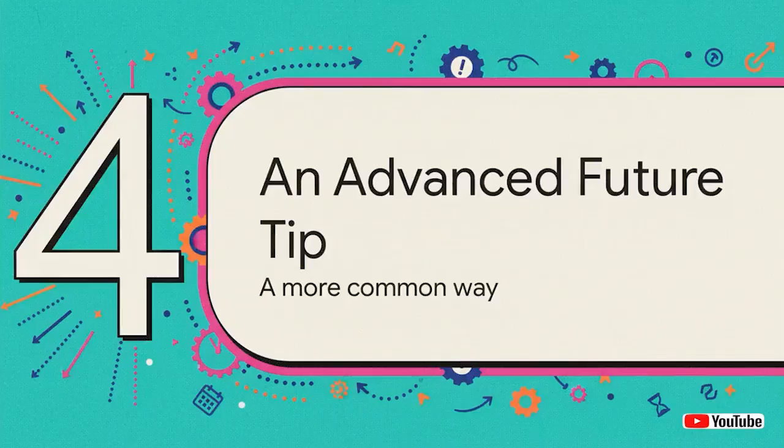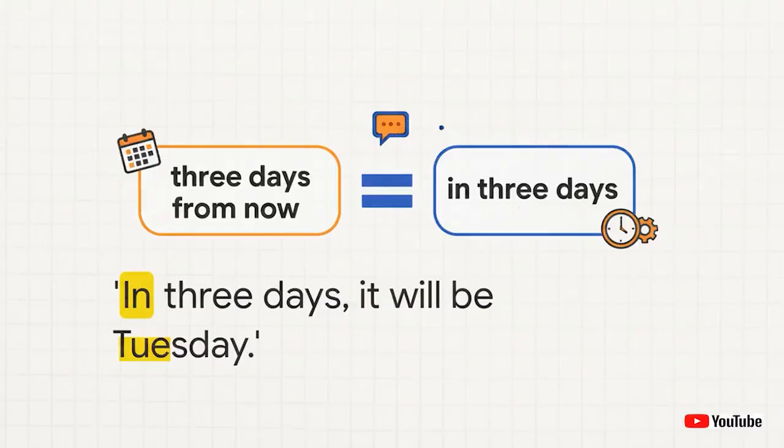Okay, for all of you who are feeling pretty good with ago and from now, I've got one more little tip for you. This is another super common, really natural sounding way to talk about the future. So instead of always saying 3 days from now, you can often just say in 3 days. It means the exact same thing. Just notice how in usually comes right at the start of the phrase. So in 3 days, it will be Tuesday. It's a fantastic substitute for from now that you are going to hear all the time.